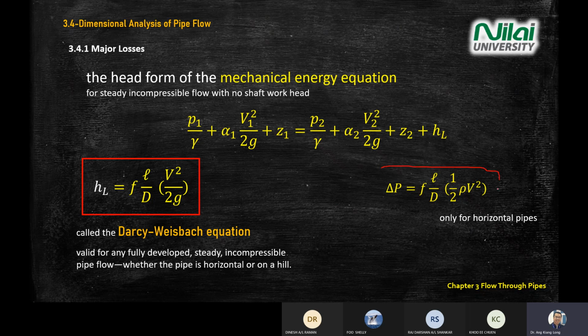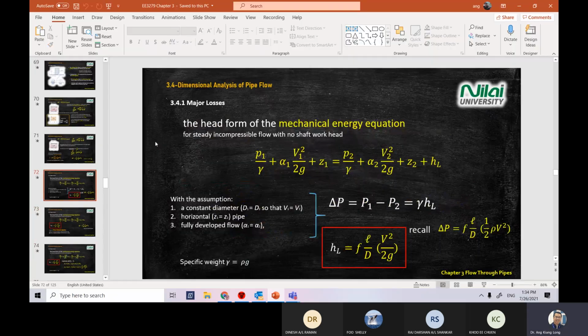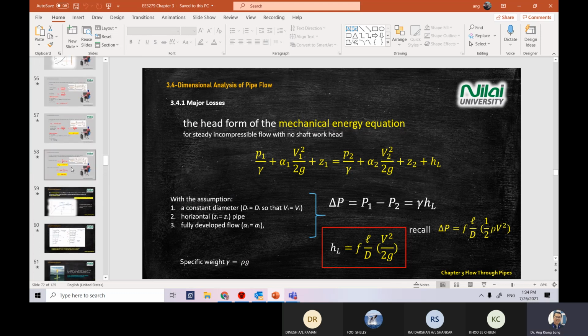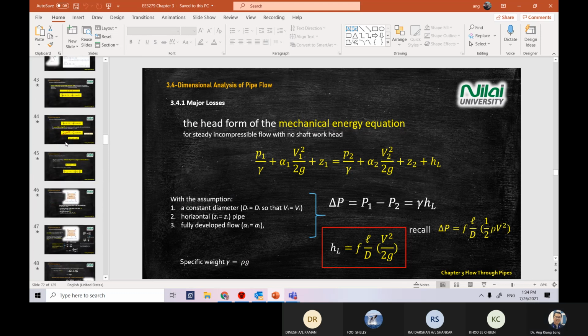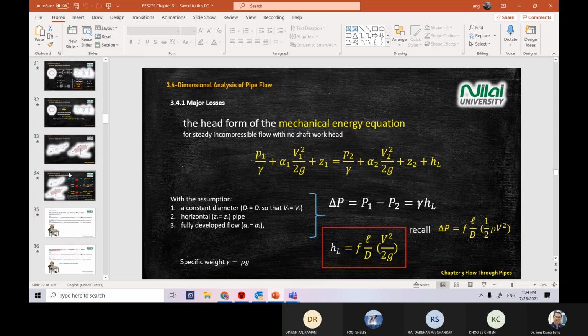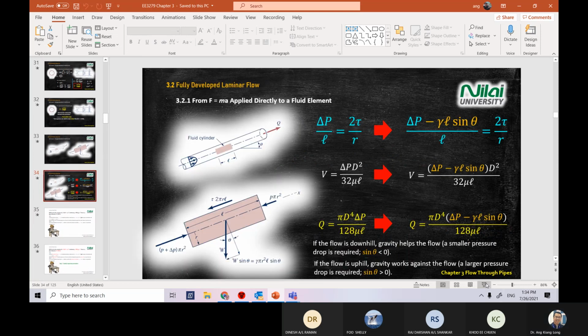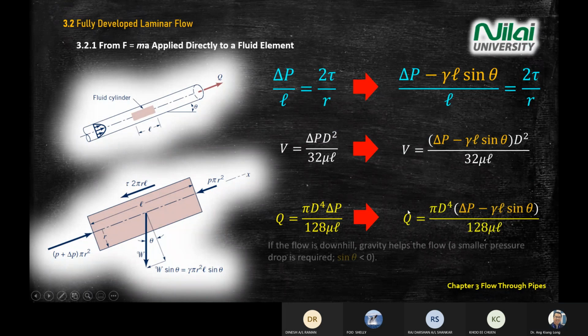Again, just a reminder: when you want to use the Darcy-Weisbach equation to find the delta P, take note, this equation only applies for a horizontal pipe. If you have a tilted pipe, then you need to use this one. You need to use information from these slides. Still remember these slides? I asked you to memorize this one.